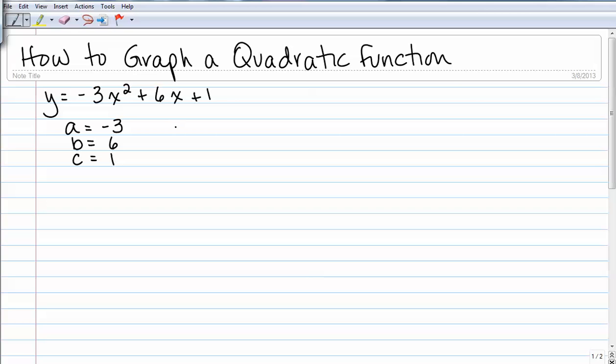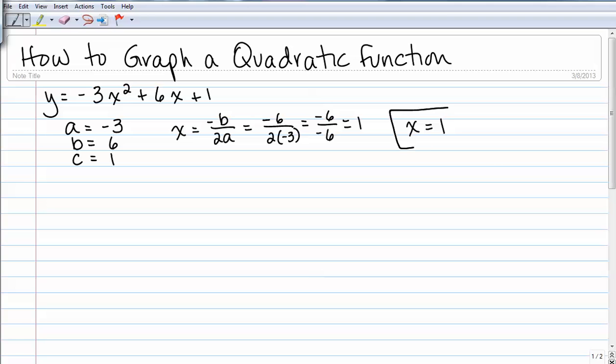Next, we want to find the equation of the axis of symmetry. That uses the formula x equals negative b over 2a. Plugging in those values, it gives us negative 6 over 2 times negative 3, or negative 6 over negative 6, or 1. So our equation of the axis of symmetry is x equals 1. Recall that that is a vertical line through the center of the parabola that we're going to graph.